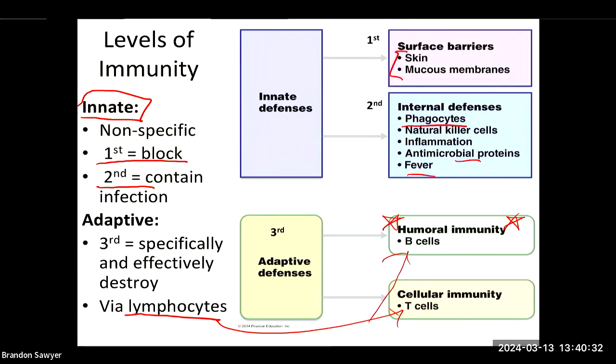So the first line of defense is just make sure nothing gets in. The second line of defense is when things do get in, then we have our innate system to respond to that in the same way it would respond to anything. And then the third line of defense is we have specific tools and weapons against every little thing that's ever been introduced to our body, and that's our adaptive system.